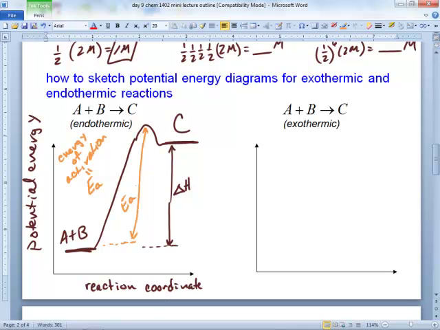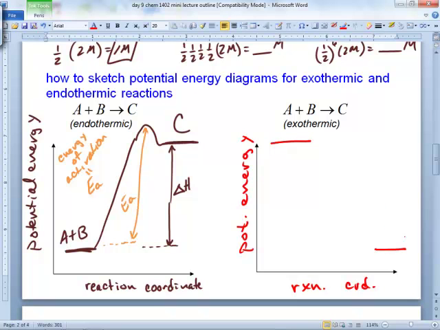But okay, so that's how you draw a potential energy diagram for an endothermic reaction. Do the same thing now for an exothermic reaction. Well, we have to label our stuff. We have potential energy. We have reaction coordinate. But now heat is a product. So you've got to start out really high, and you're going to end up really low, because now you're giving off all this energy.